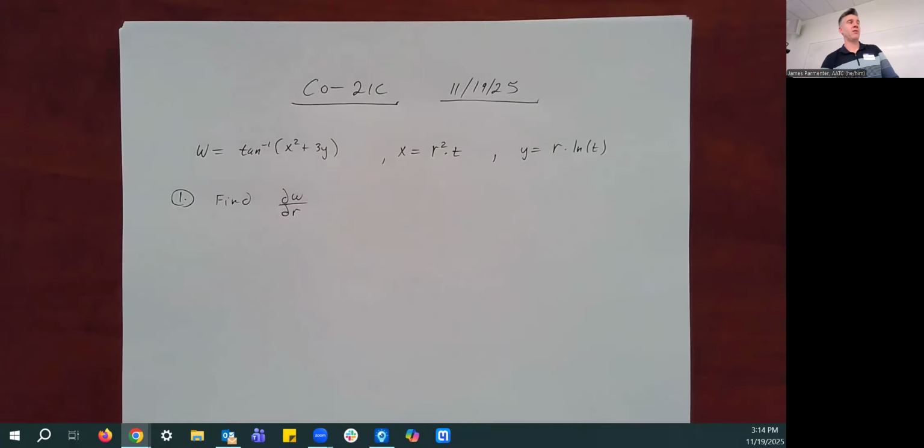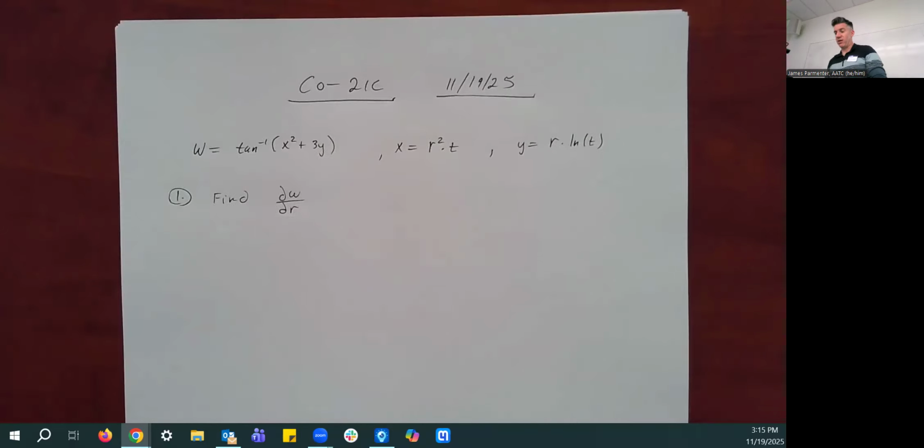First of all, I'll point out this is a partial derivative because at the very bottom level, our top function w depends on x and y, and then x and y each depend on r and t. So from top to bottom, w depends on both r and t. So it is a partial derivative del w del r, not a regular derivative dw dr.